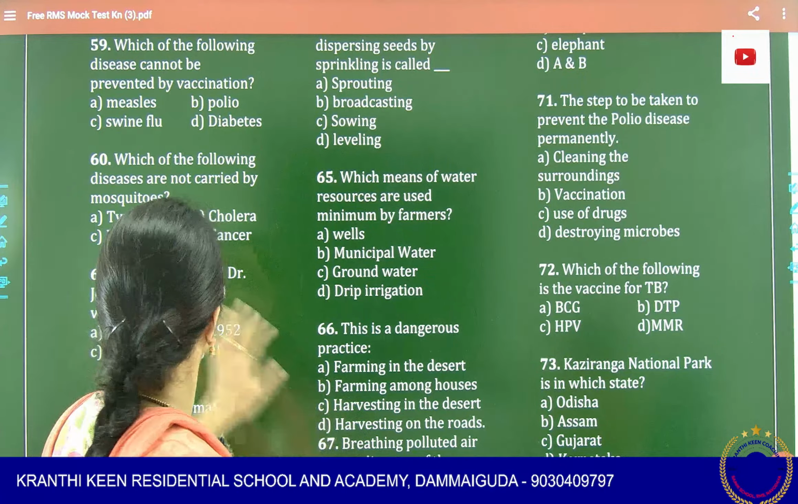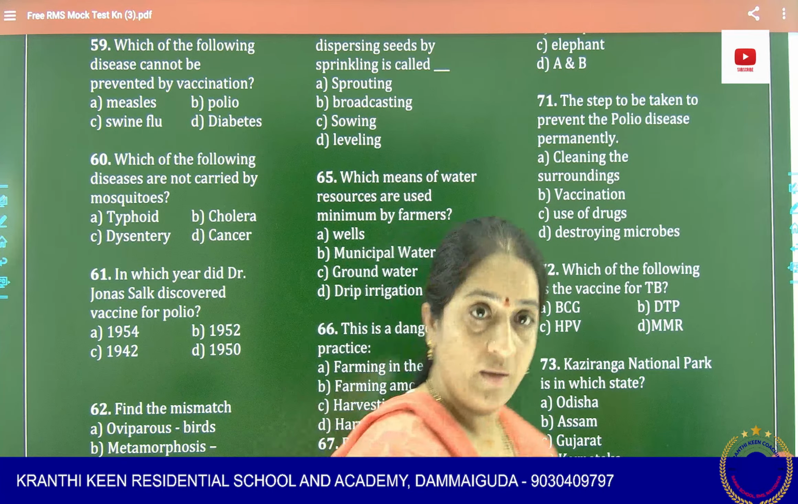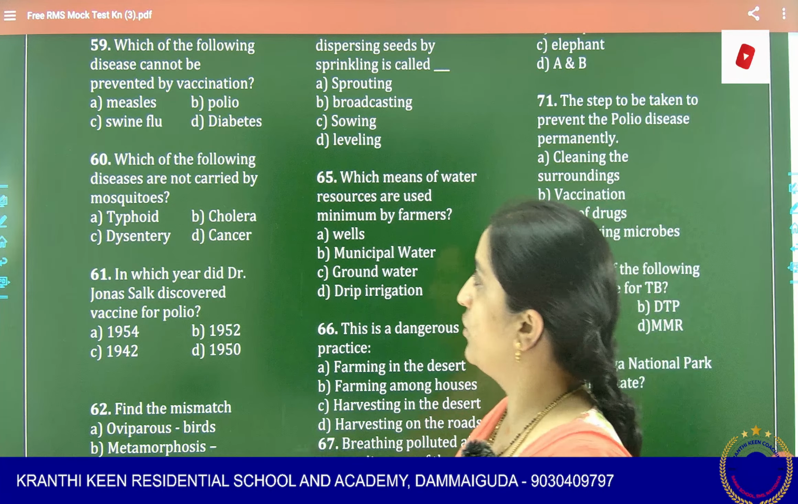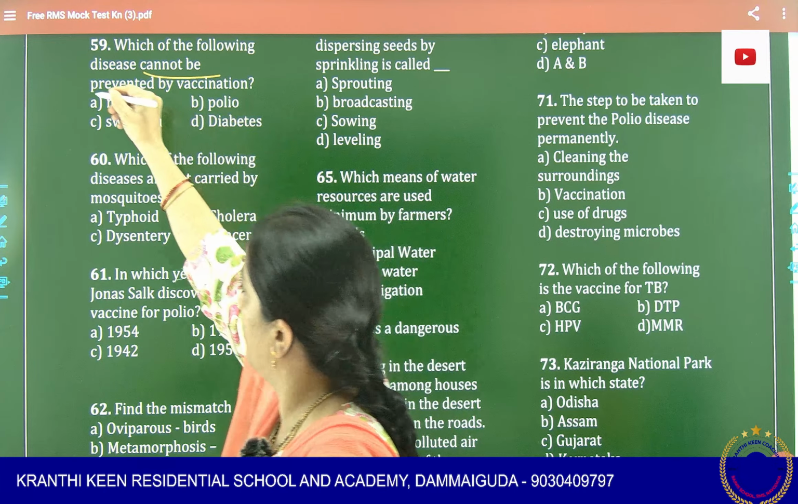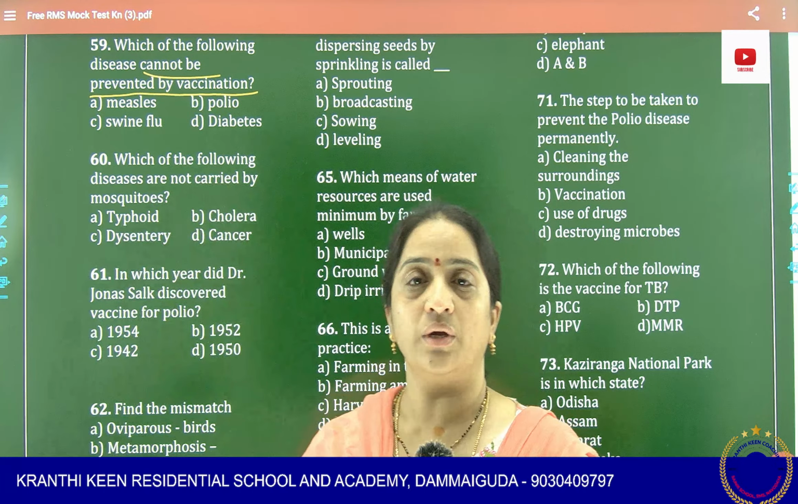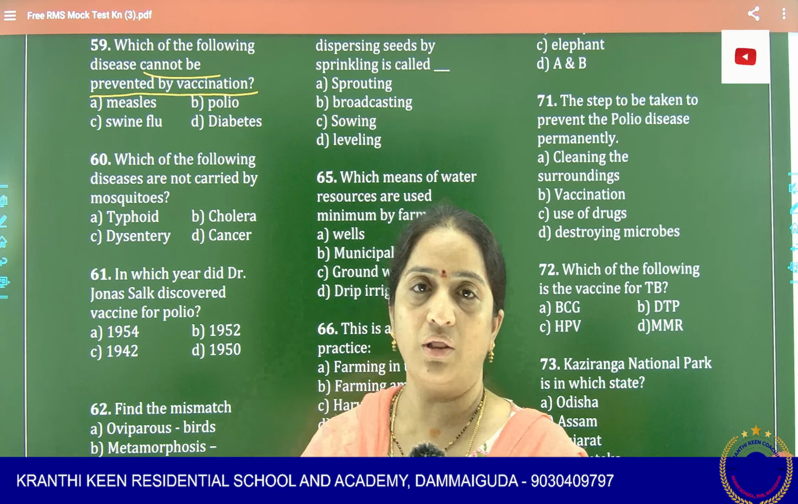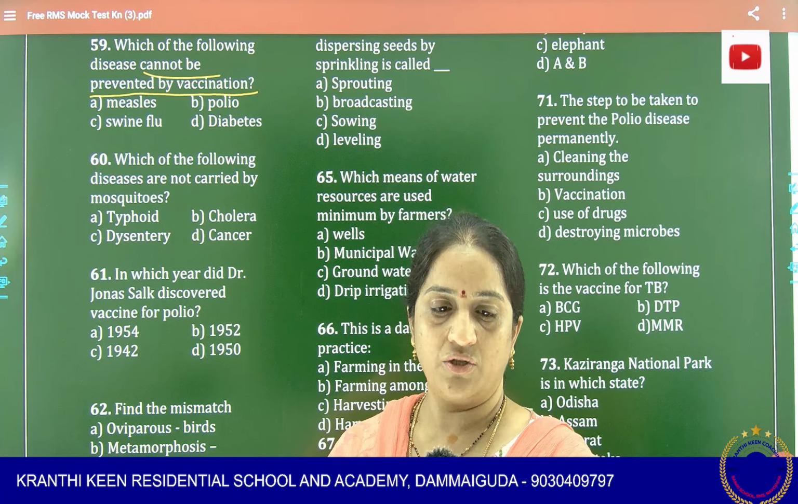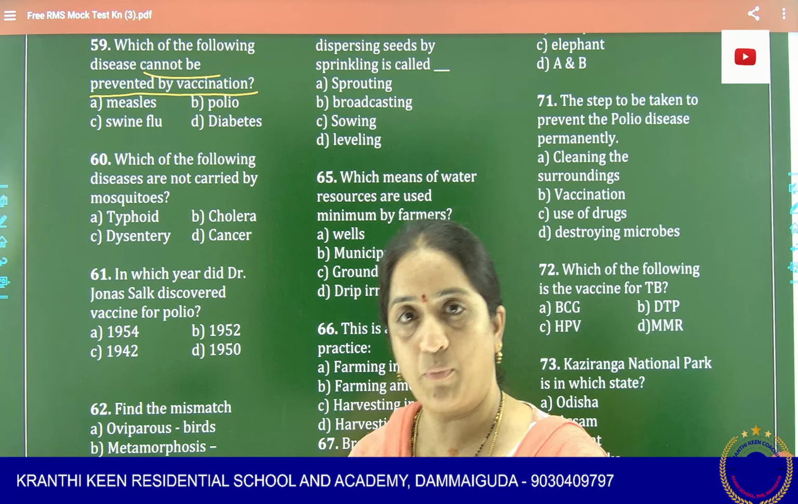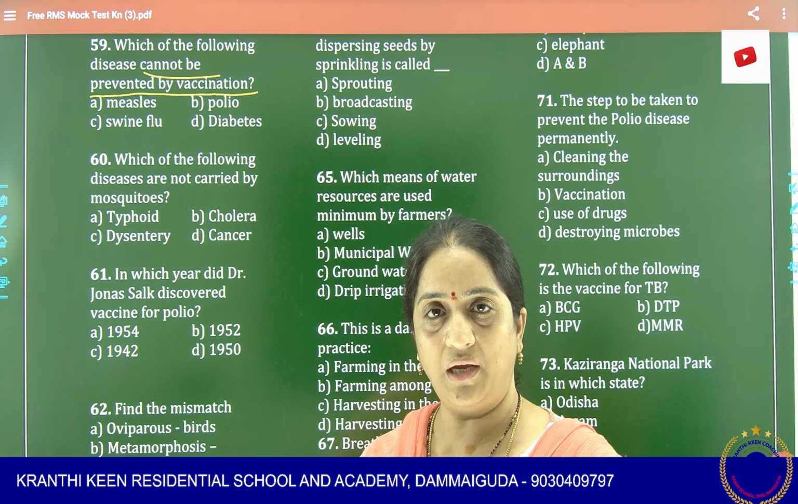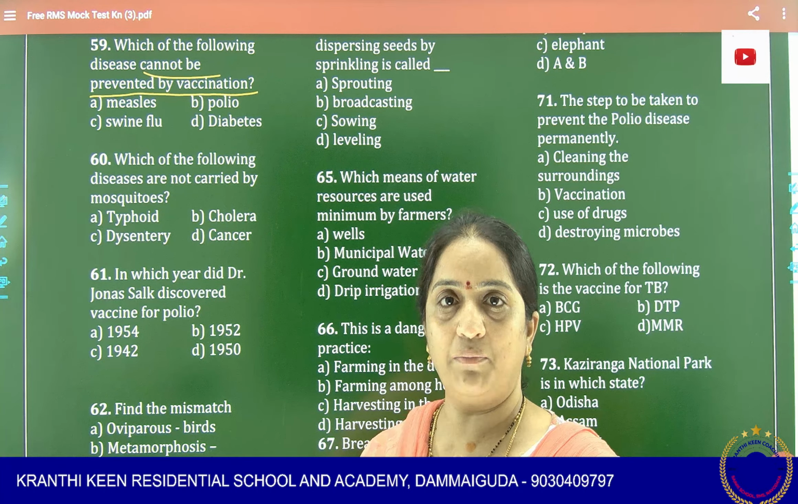59th question. Which of the following diseases cannot be prevented by vaccination? During childhood, all the children will take the chicken pox vaccine, tuberculosis vaccine, chicken pox vaccine. All these vaccines will be given by the medical practitioner.